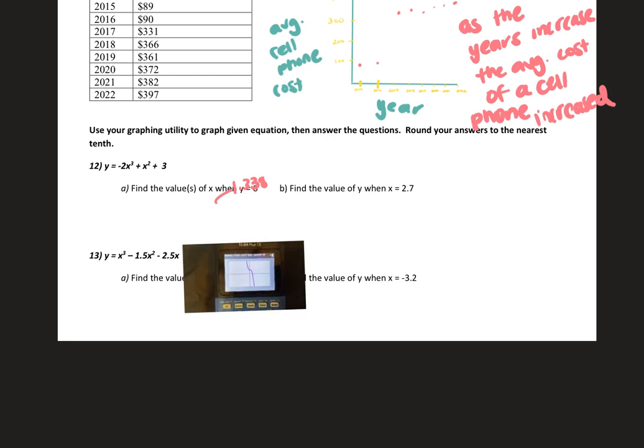And we can see from this that it has a zero. So I'm going to go second trace, go to zero, which is the second one. I am left of that already. I just hit enter. And then I want to arrow to the right till I get past it and hit enter again and then let it guess. And there's my zero, 1.3379. So I would round that to 1.338.